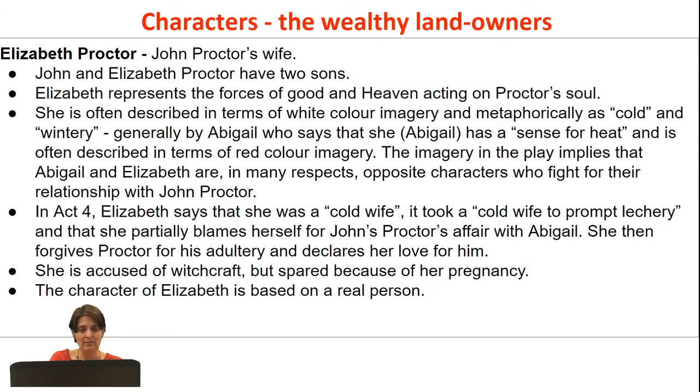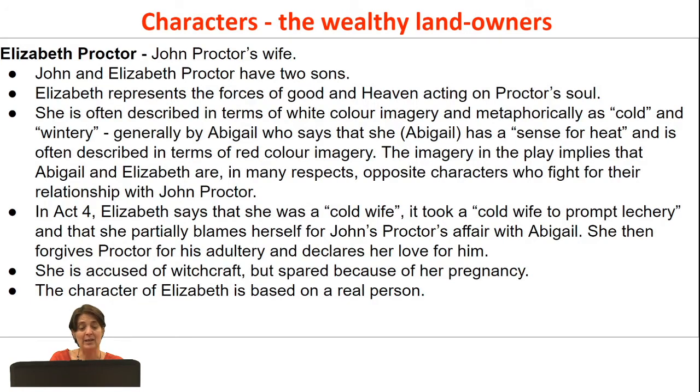And the imagery of the play also reinforces the fact that these opposite characters are going to fight for their relationship with John Proctor, for control of him and his soul. In Act 4, Elizabeth actually says that she was a cold wife. She says it takes a cold wife to prompt lechery, and she partly blames herself for Proctor's affair with Abigail.